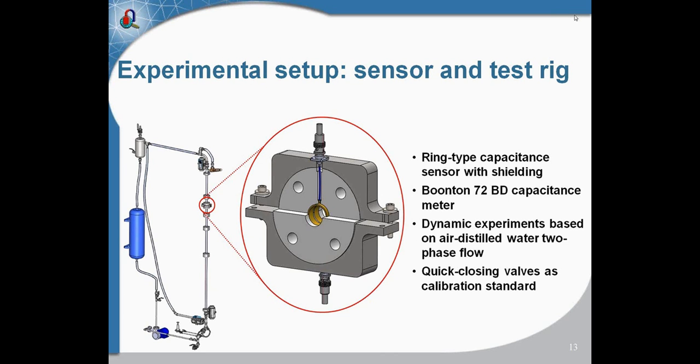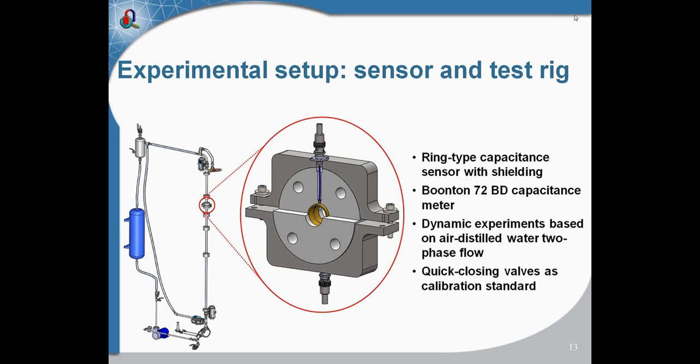And besides the capacitance sensor, the test rig also encompasses 2 quick closing valves. In my study, the quick closing valves, which basically isolate one part of the test section so that you are able to measure the void fraction, are used as a calibration standard for the capacitance sensor. And in order to measure the capacitance between the 2 rings, a Bonden 72BD capacitance meter is connected via two BNC cables with the designed sensor.